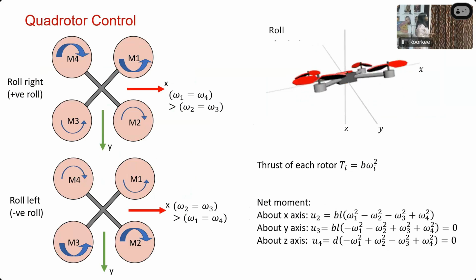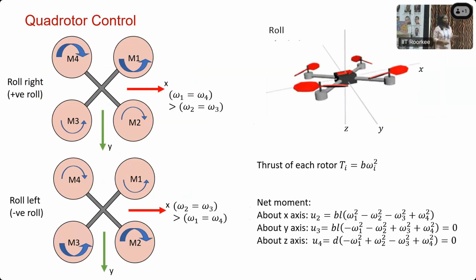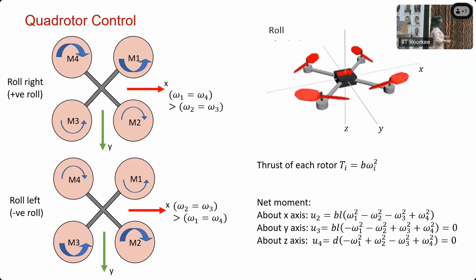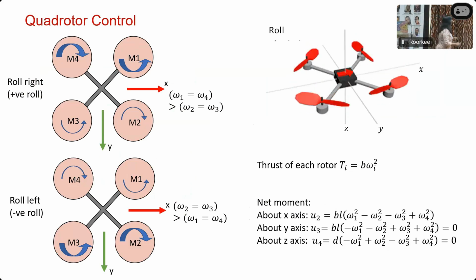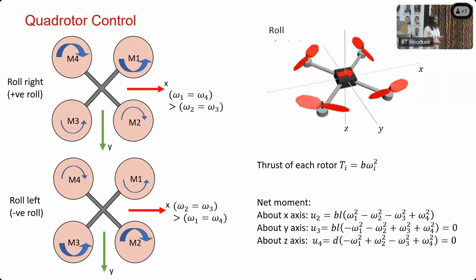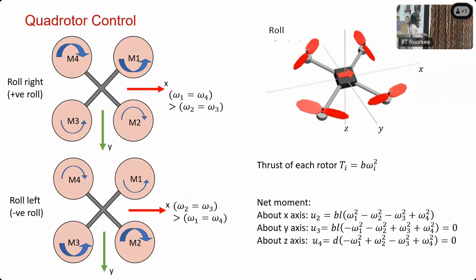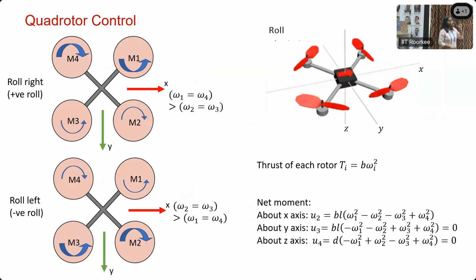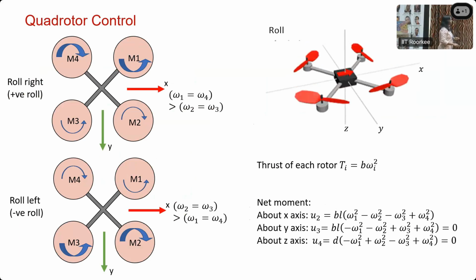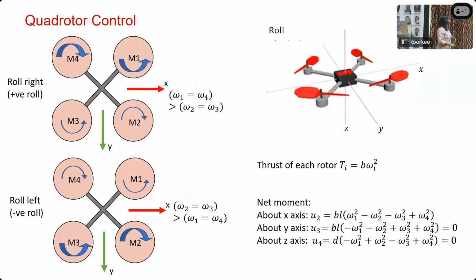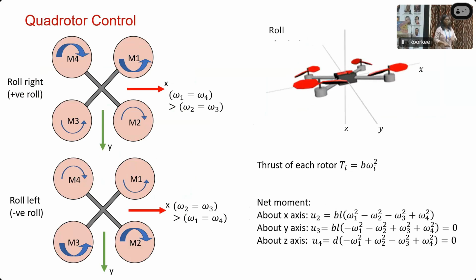Then the rotation around the y-axis, which we call pitch. At that time the angular speed of these 2 motors will be greater than the angular speed of these 2 motors, and it will be called pitch forward, and in the other scenario, pitch backward. Again, looking at the net movement, here U2, which was responsible for the roll motion, will be 0, and U3 will become either positive or negative, and accordingly we will have pitch forward or backward.